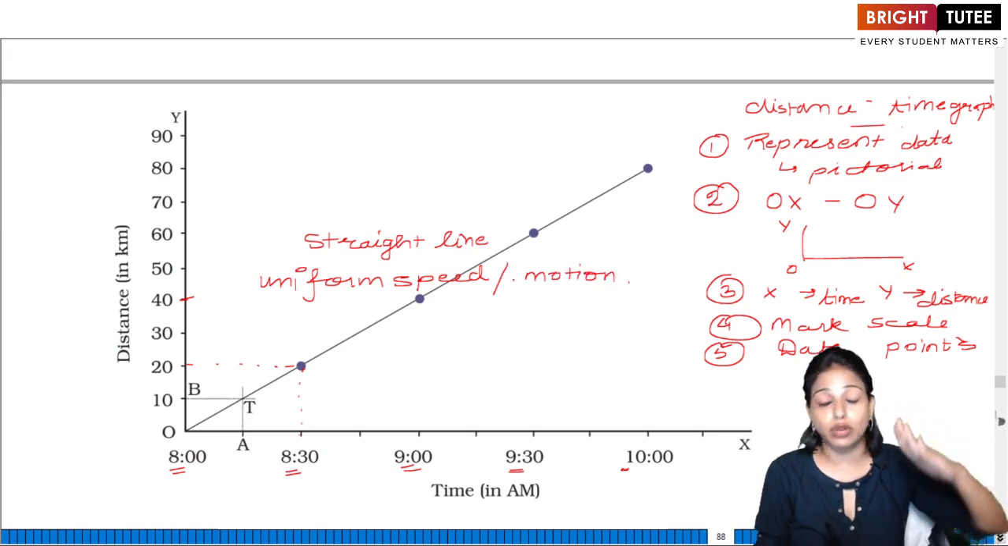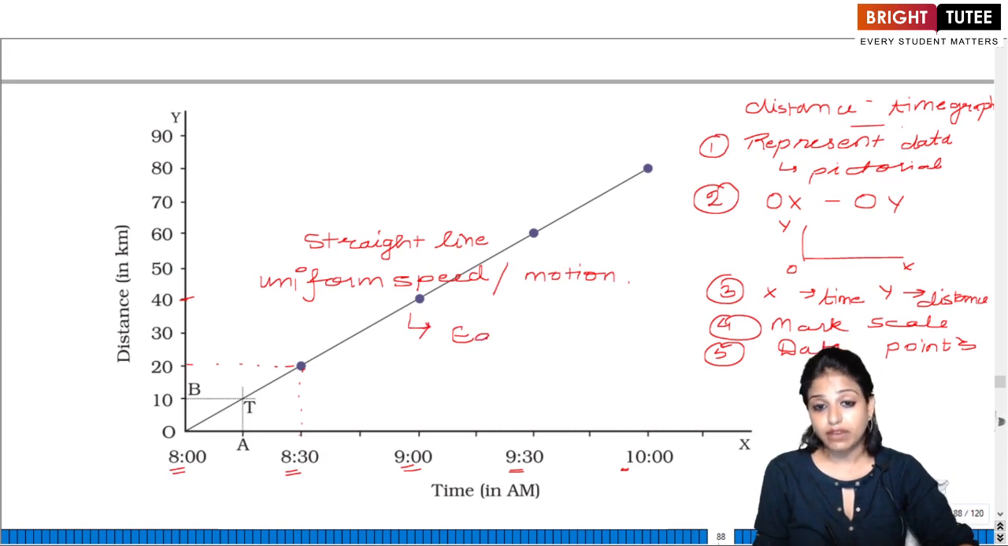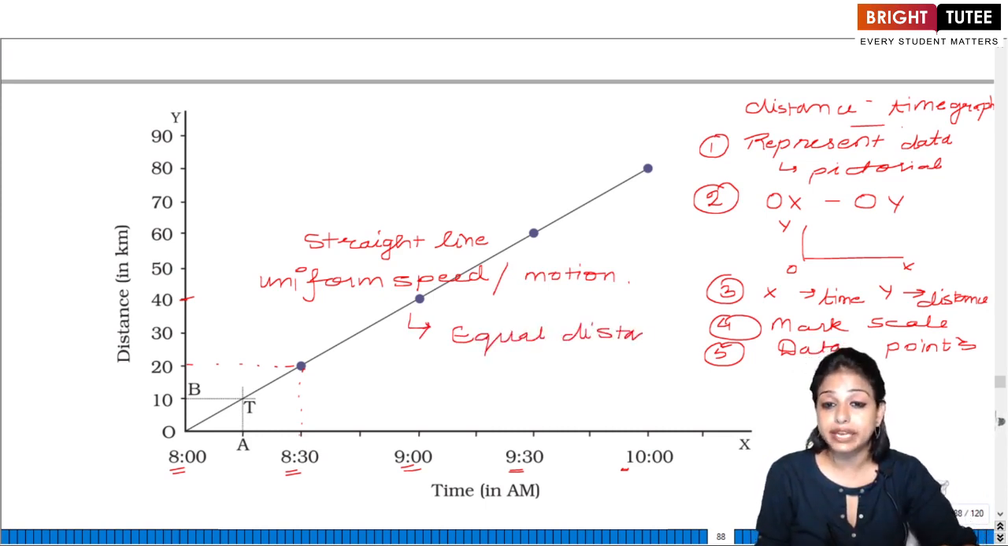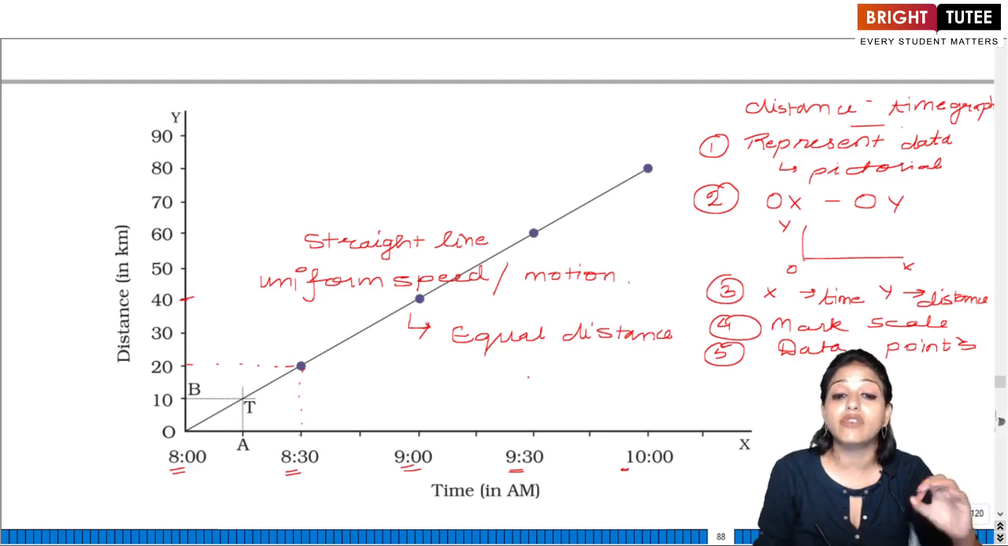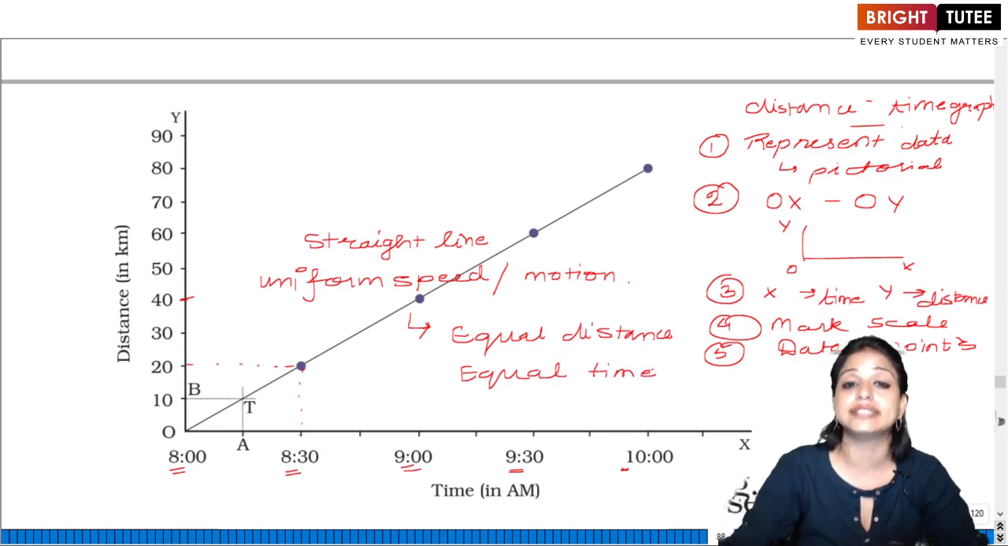That is, the bus is covering equal distance in equal time, which you can see here: in every 30 minutes a distance of 20 kilometers was covered. So this is what we understand from the distance-time graph.